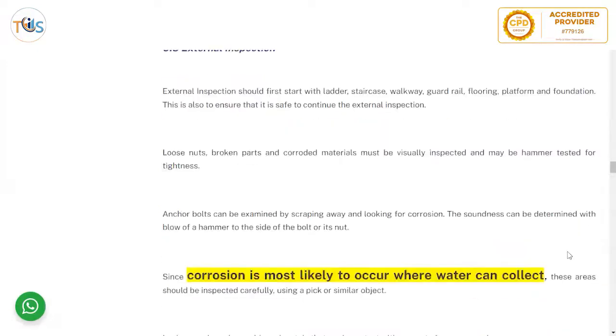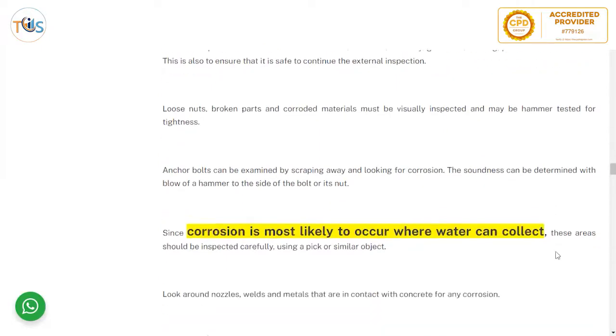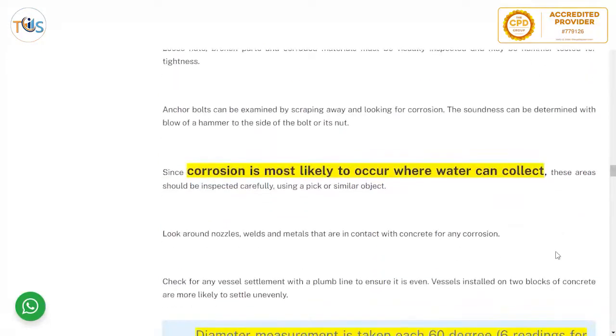External inspection. First, start with the ladder, staircase, walkway, guardrail, flooring, platform, and foundation. These also to ensure that it's safe to continue the external inspection. Look for loose nuts, broken parts, and corroded material. Visually inspect them and maybe hammer test for tightness. We have a different sound when there is a crack in it, when you hammer test it.